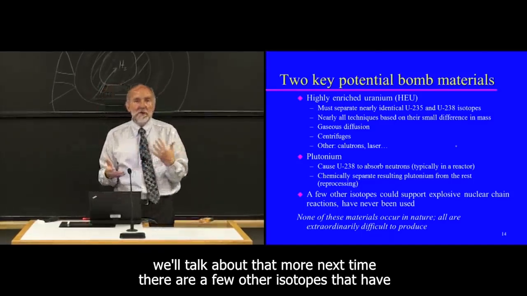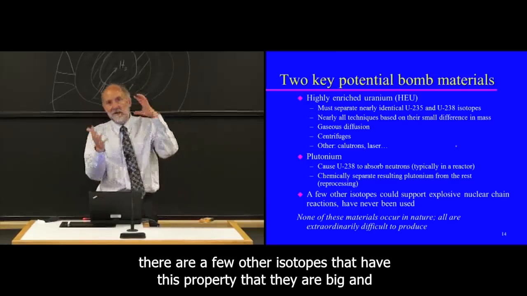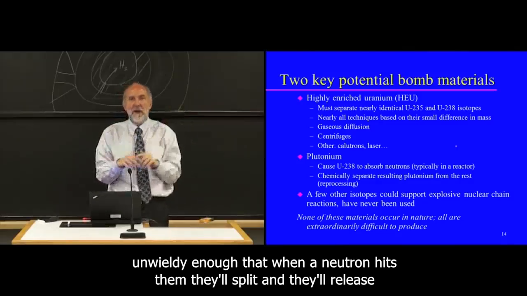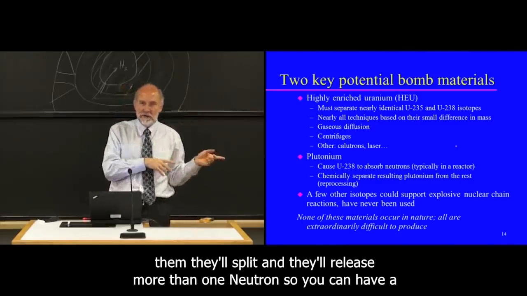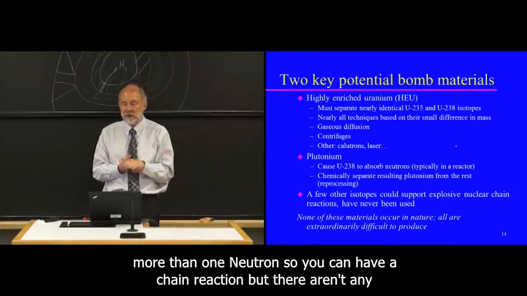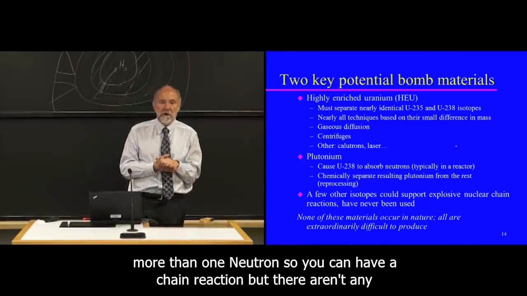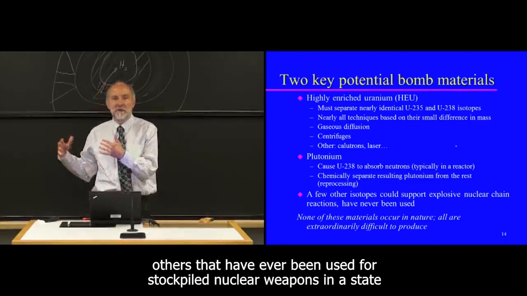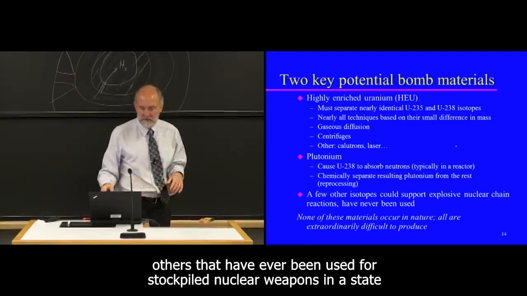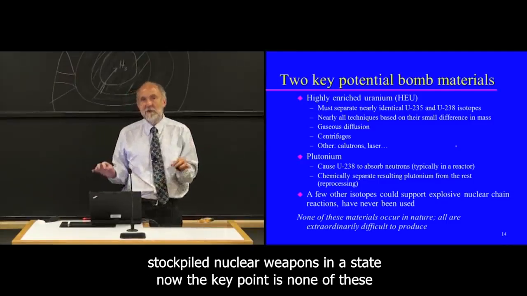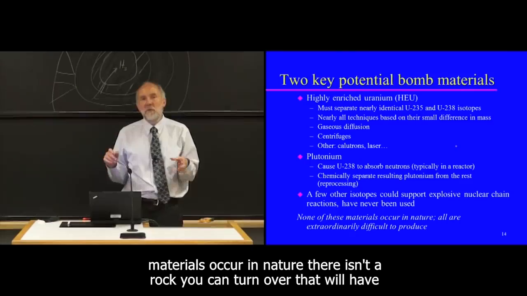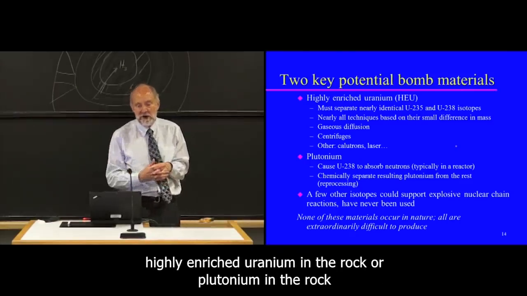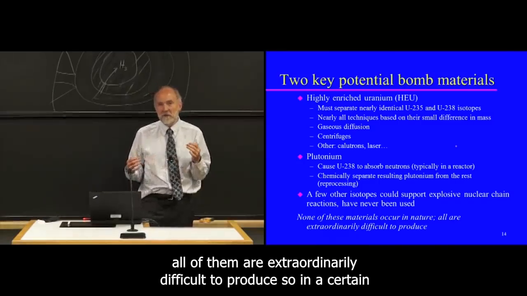There are a few other isotopes that have this property, that they are big and unwieldy enough that when a neutron hits them, they'll split and they'll release more than one neutron so you can have a chain reaction. But there aren't any others that have ever been used for stockpiled nuclear weapons in a state. Now, the key point is none of these materials occur in nature. There isn't a rock you can turn over that will have highly enriched uranium or plutonium in the rock. All of them are extraordinarily difficult to produce.